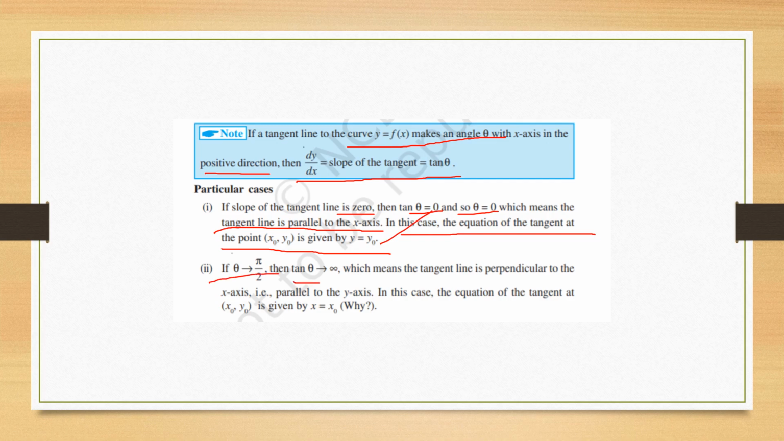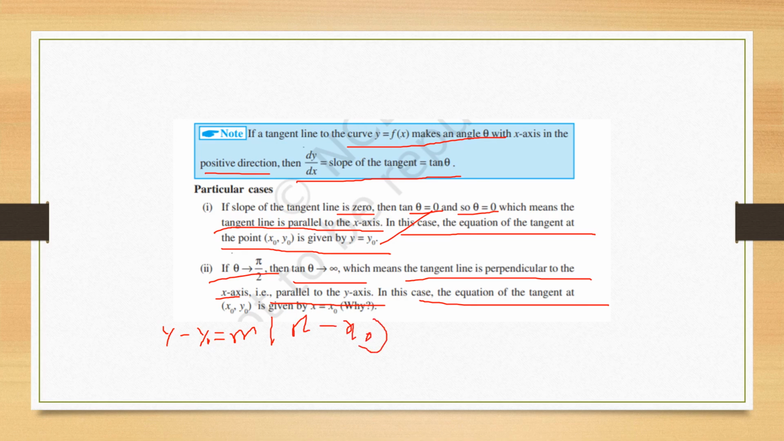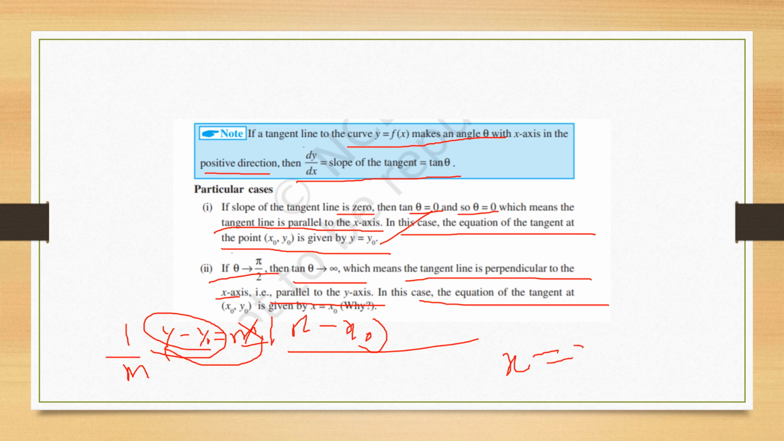And if theta is 90, that means tan theta is infinity, which means the tangent line is perpendicular to the x-axis, or we can say parallel to y-axis. And in this case the equation of tangent will be like, my equation is y minus y0 equal to say m times x minus x0. So what is happening now here? It is infinity, so I can take it to the other side. So 1 upon m will become 1 upon infinity, which is 0. So this side will completely become 0 when I shift this m to this side as 1 upon m. Okay, and I'll remove it from here. So x minus x0 will be equal to 0. So that means x is equal to x0.